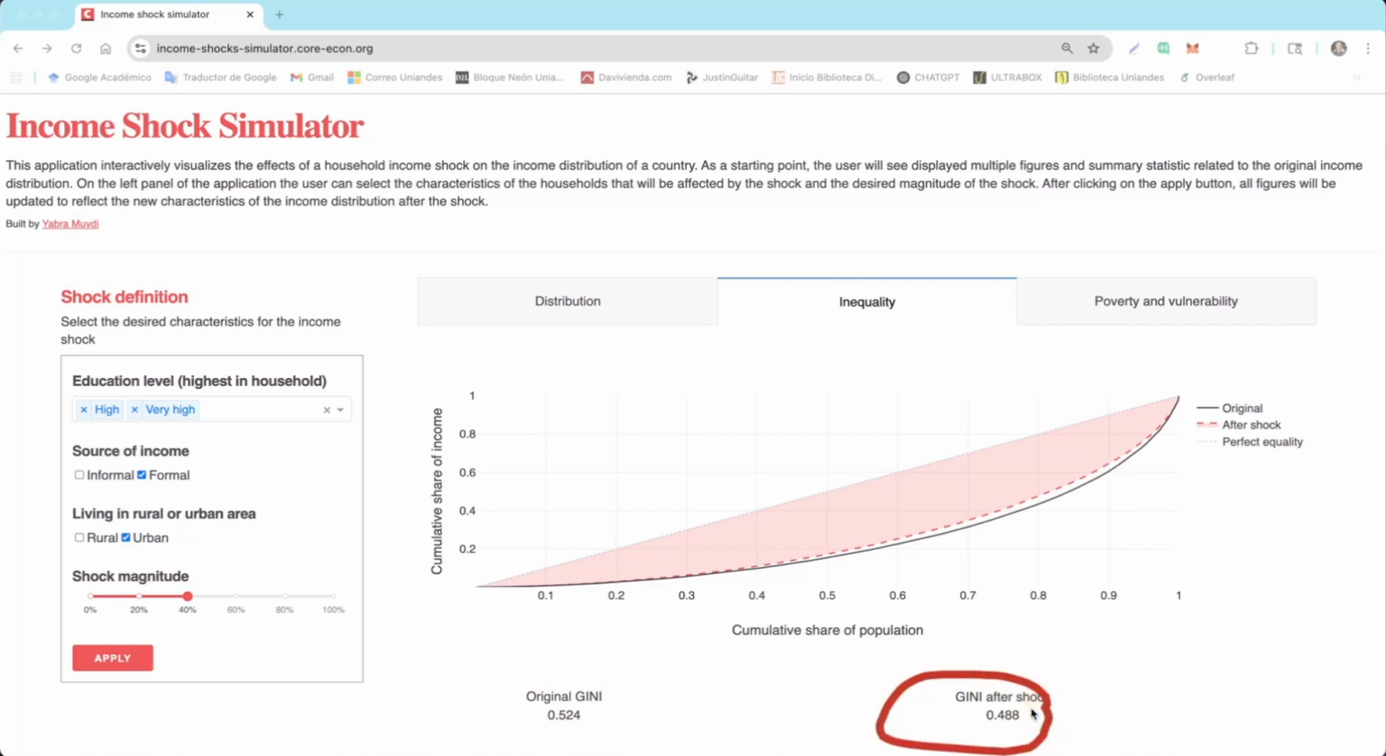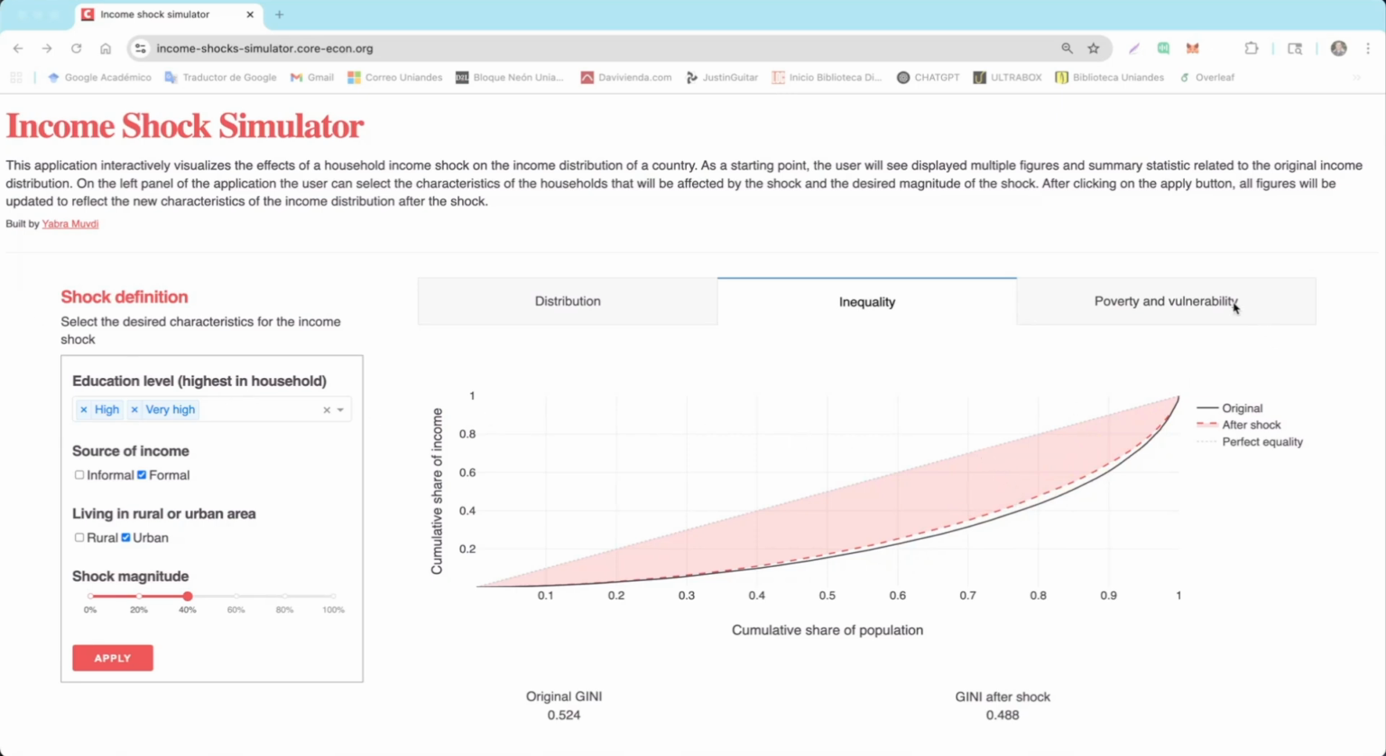This effect of reduced inequality is directly related to the substantial impact of the economic shock on the wealthiest segment of the population. Notice how the Lorenz curve now gets much closer to the theoretical line of perfect equality. This visual representation clearly illustrates the positive shift in wealth distribution.